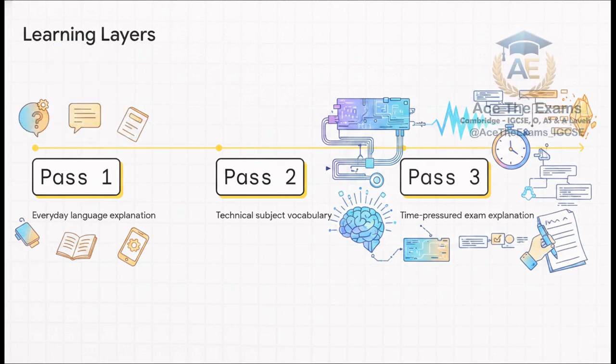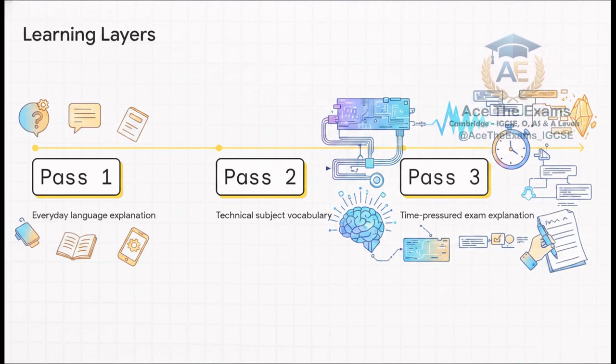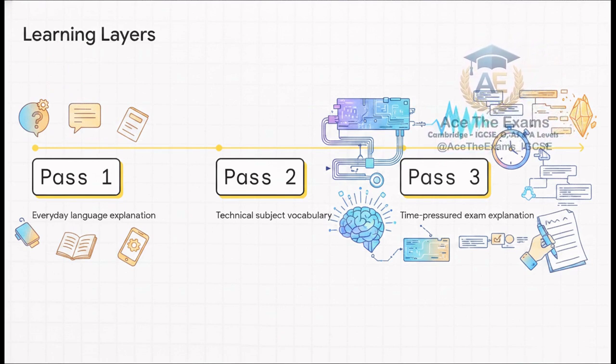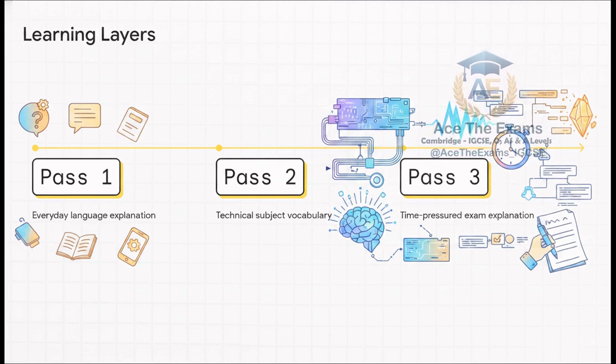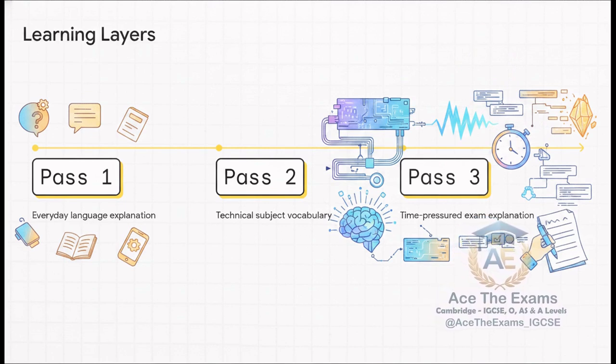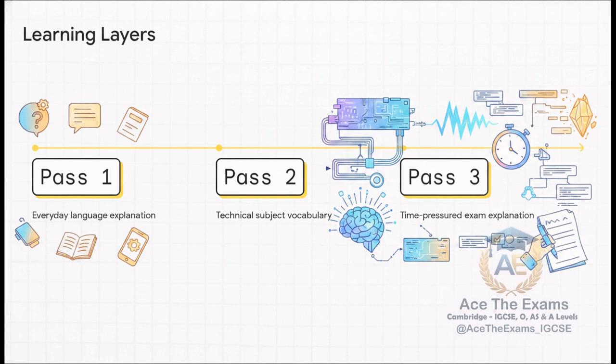The first pass is securing the simple everyday explanation. The second pass rehearses the technical vocabulary. But here's the kicker. Students often falsely think they know a topic until they try to express it in that third layer, the exam-level explanation. This is where you have to take those technical words and shape them into a logical sequence under intense time pressure.